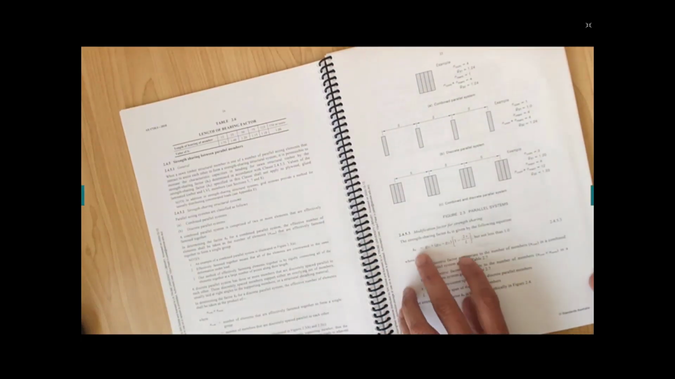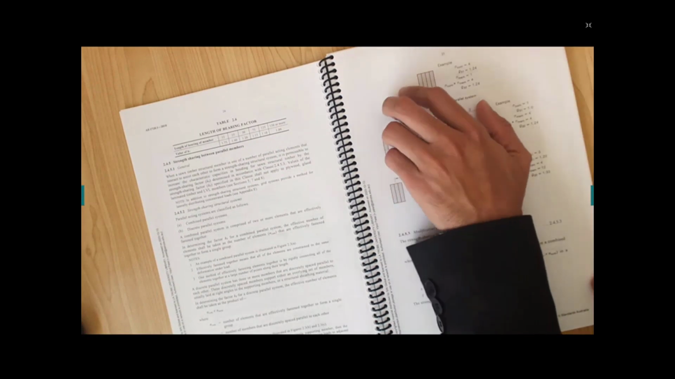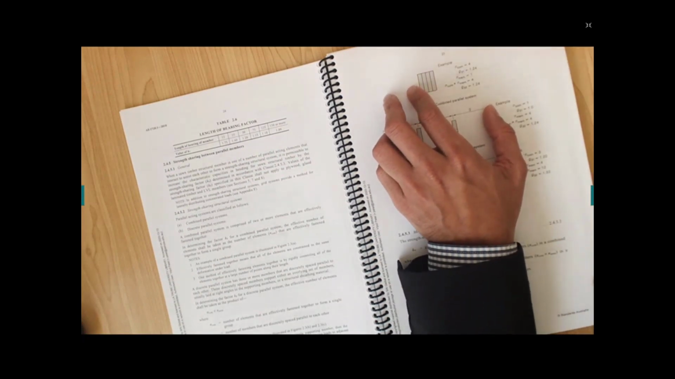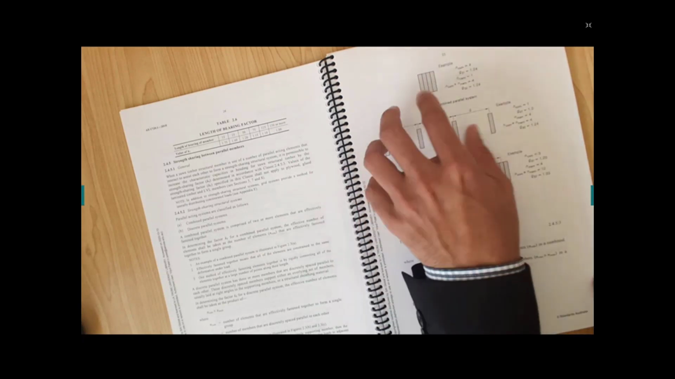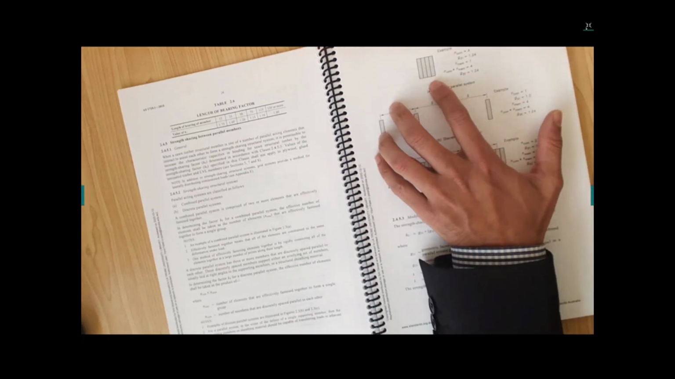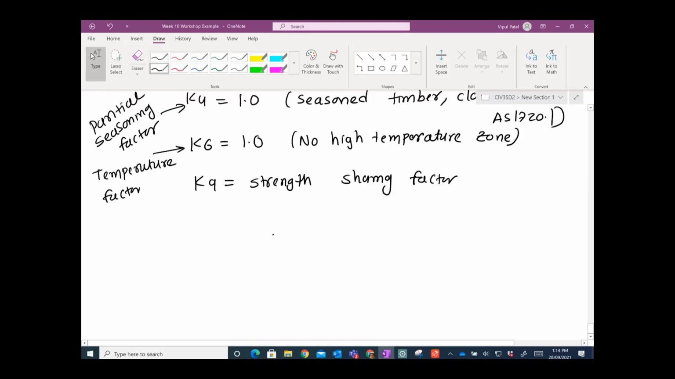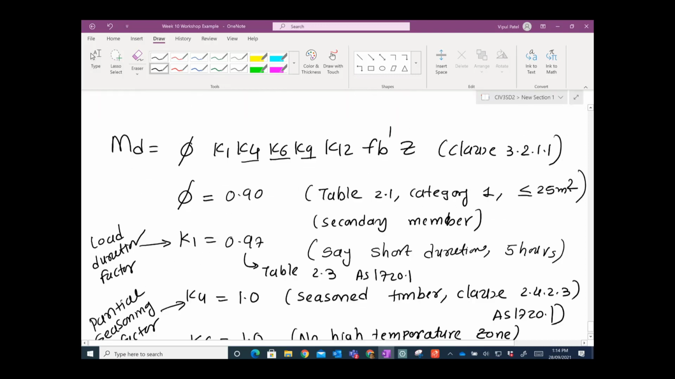Here K9 is how much it's going to have a combination of strength sharing. So it's called the strength sharing factor. I think there is no such thing here. K9 equals just 1, because I think we already did the strength sharing by ourselves.